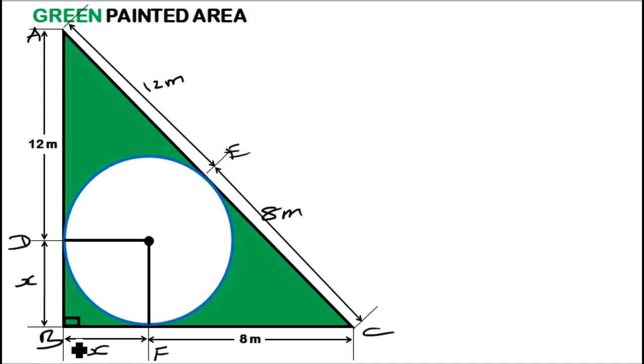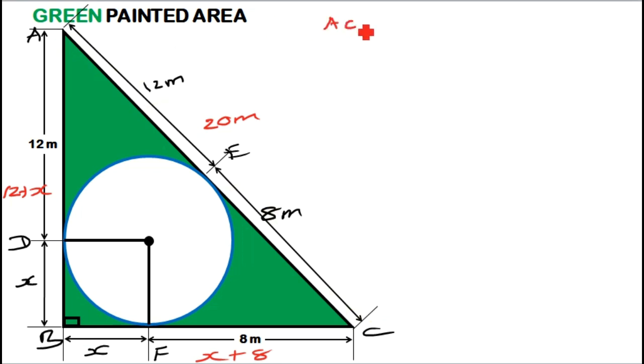Now, how do we get the value of the unknown X? You can see A to C is 12 plus 8, which gives you a total of 20. Then A to B is 12 plus X. Then B to C is X plus 8. So you have the three sides of the right angled triangle. This is a right angle triangle because the angle at B is 90 degrees. So we apply Pythagoras theorem. The longest side is AC.